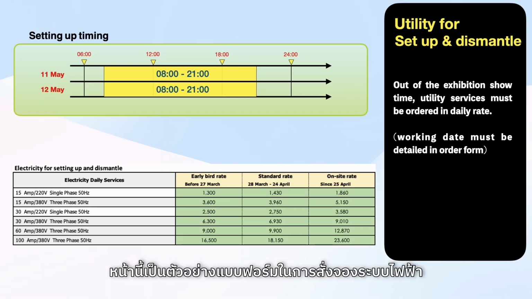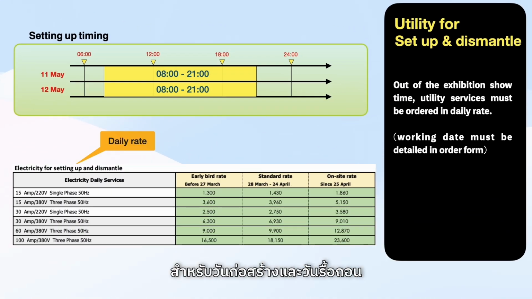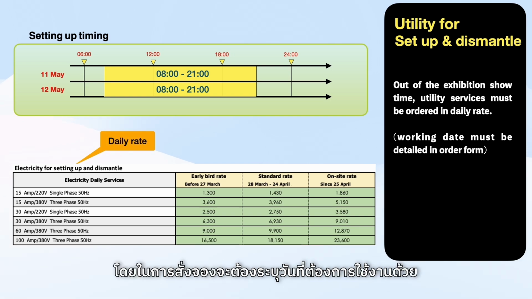This slide is an example of an electrical ordering form for setting up and dismantling days. Reservation orders must specify the required usage date.